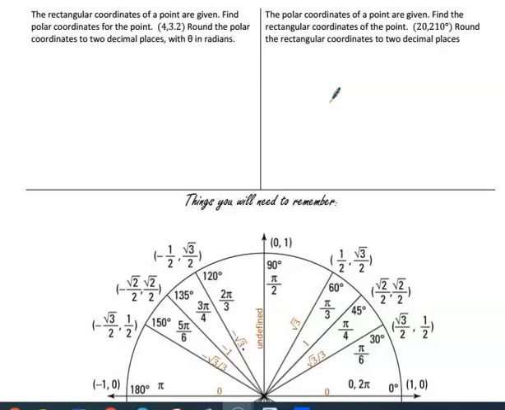So for the next one, we're given a rectangular coordinate, which is 4, 3.2. So to the right 4 and up 3.2. It's in the first quadrant. And we want to find the polar coordinate to 2 decimal places with theta in radians this time. So I need to get from rectangular to polar, so we need to find out what r is. And r is going to be the square root of x squared plus y squared. So 4 squared plus 3.2 squared, and take the square root of that.